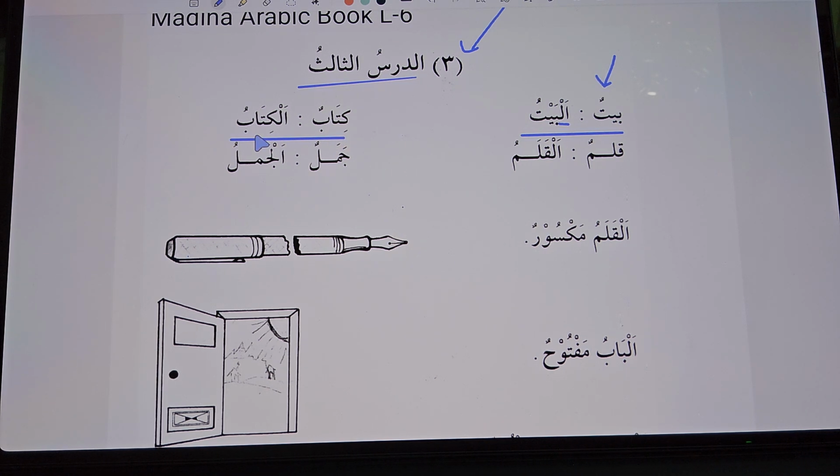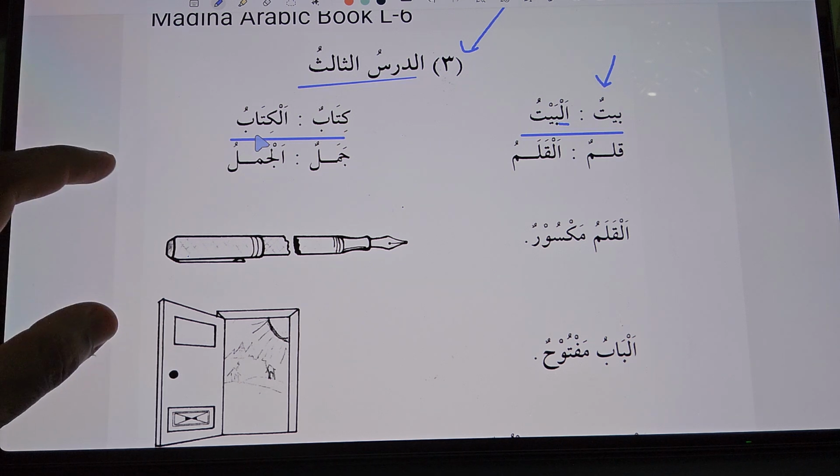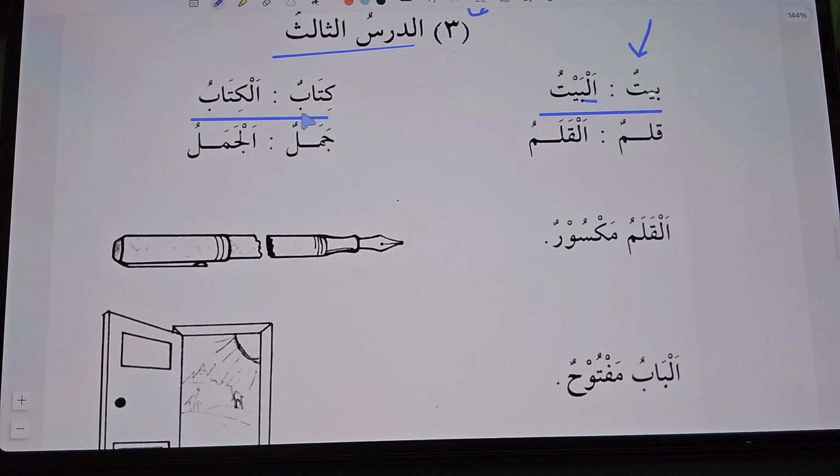Kitabun. Al-kitabu. So how do you translate kitabun? A book. Al-kitabu, the other one? The book. The book is specific or not specific? The book, it is specific.